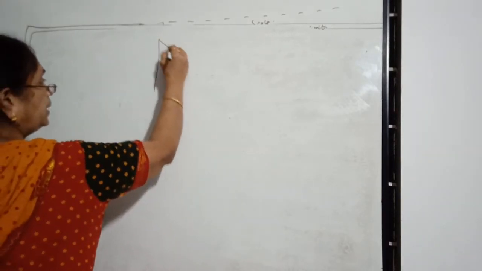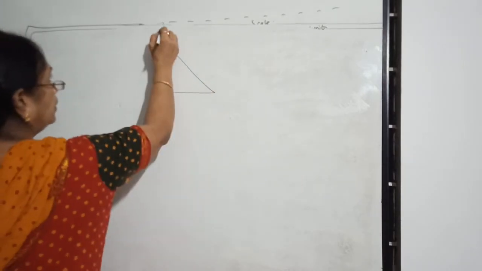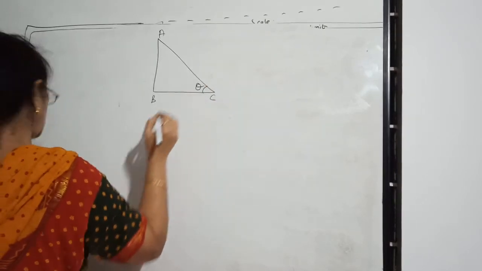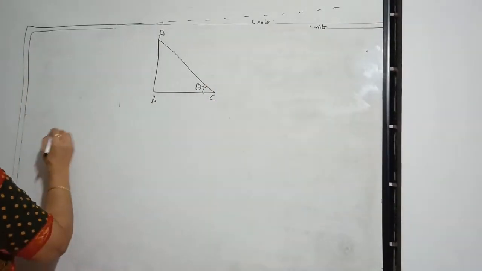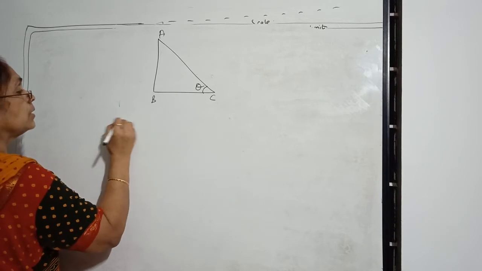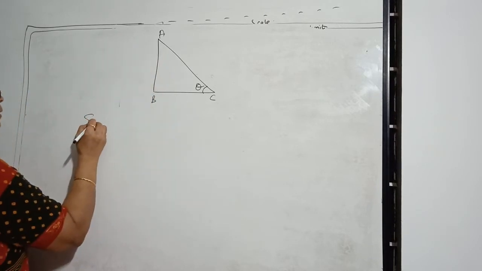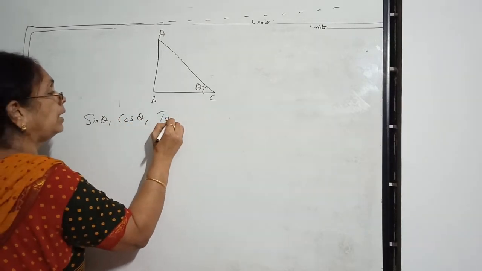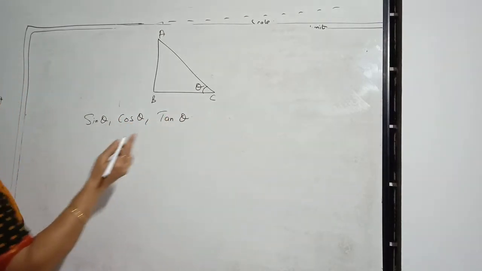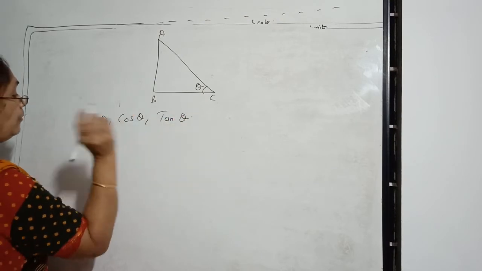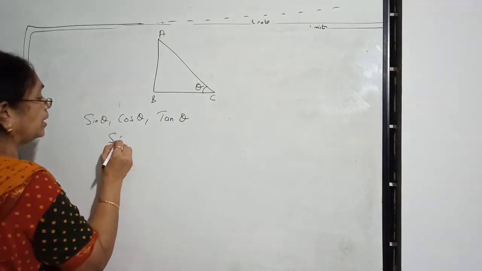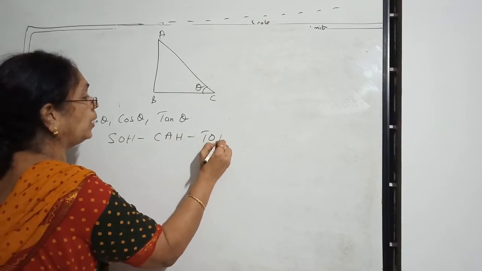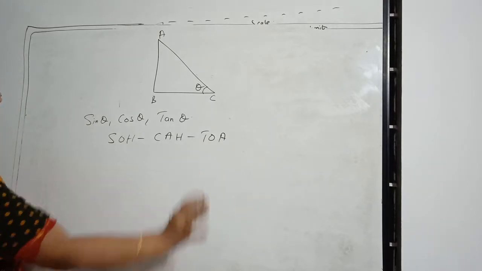Trigonometry is the branch of mathematics which deals with the right angle triangle. Now A, B, C. I take theta as this angle. The ratios for this are sin theta, cos theta and tan theta. Now there are certain relations between the sides. So I have given one code word, SOH-CAH-TOA. This you have to remember. This gives you a lot of meaning.